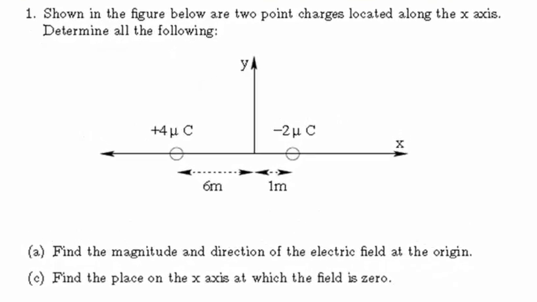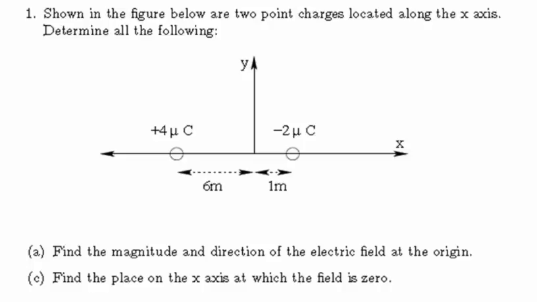Shown in the figure below are 2 point charges located along the x-axis. Determine all the following: A, the magnitude and direction of the electric field at the origin, and C, the place on the x-axis at which the field is 0.